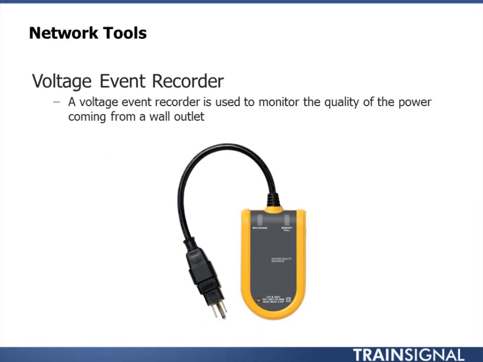Here's something called a voltage event recorder. It's used to monitor the quality, and I guess we could say quantity as well, of power coming from a wall outlet. So if you've ever not been sure if you're having power issues, that maybe you have a defective outlet in the wall, this is a great way to test it using a voltage event recorder.